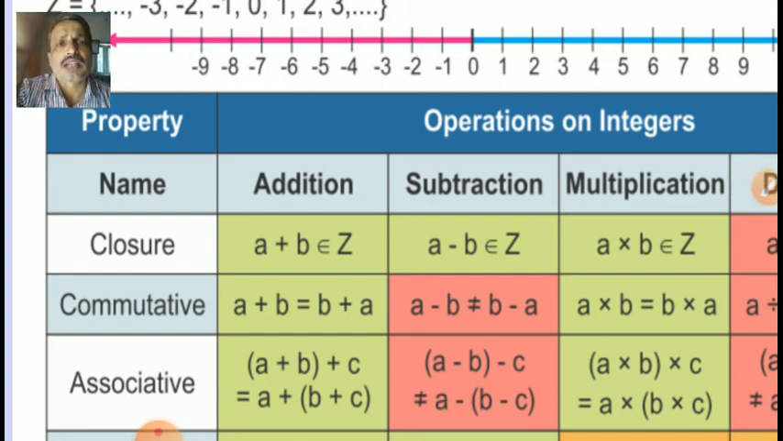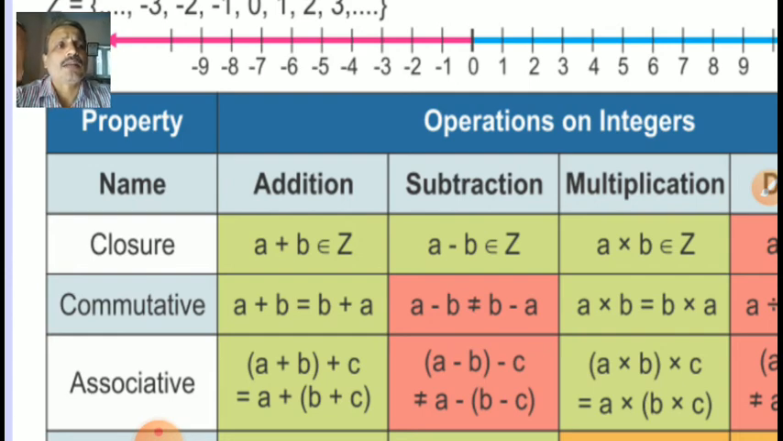Same for the subtraction. If two numbers are there, we subtract them. The answer always comes in integers only. When one integer is subtracted from a second integer, the answer is always an integer. Any doubt? No.